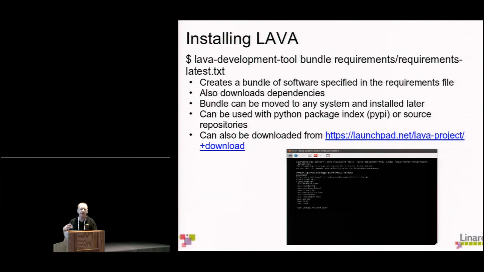As I mentioned, you don't have to install everything. You can just install certain pieces of it, and this will automatically resolve the dependencies for you and install just those pieces. It can be moved to another system once you've created the bundle and installed later. And so one of the things that we're doing now is we release a pre-built Python bundle of all of the stuff in the release from the Lava project on Launchpad. So if you don't want to build the bundle yourself, you can actually just grab it from there and install it.